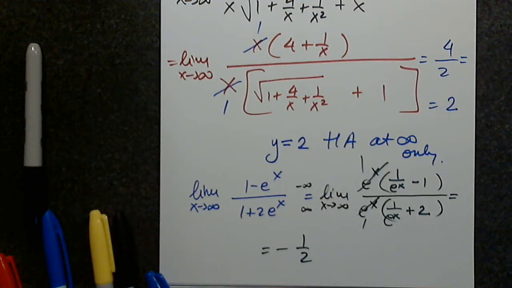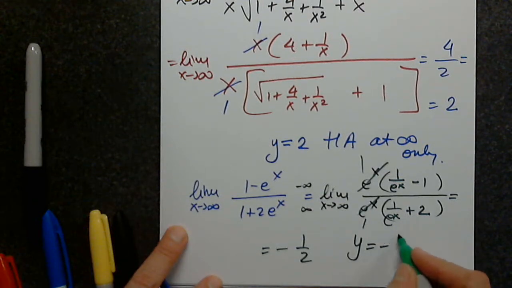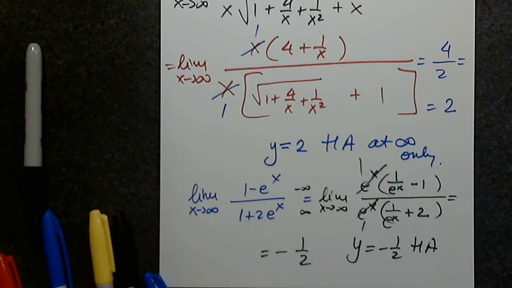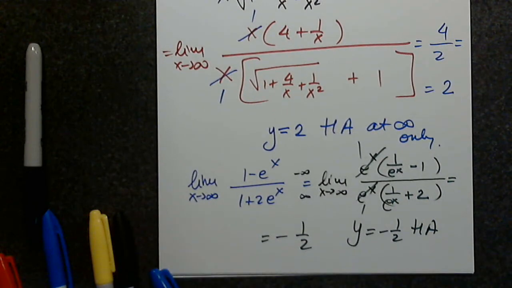What does this mean about the function? What does that say about the function? Horizontal asymptote. Right. Y equals negative 1/2 is a horizontal asymptote. We did not use the plus or minus, so it's everywhere. What do you mean we didn't use the plus or minus?